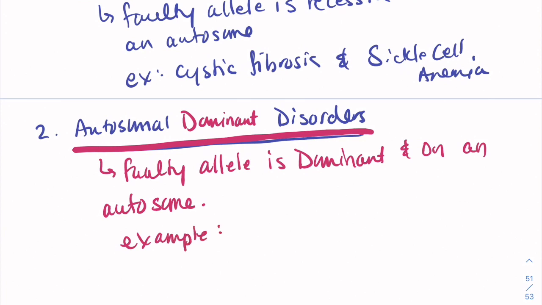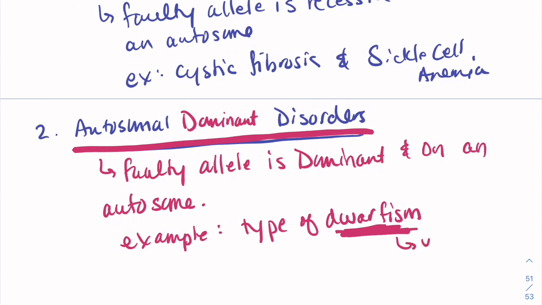There is one type of dwarfism. And by dwarfism, I think the medical definition of someone who is a dwarf is someone who is under 5 feet tall, but that's kind of silly. Most forms of dwarfism result in an individual who is under like 4.5 feet tall, so very short.